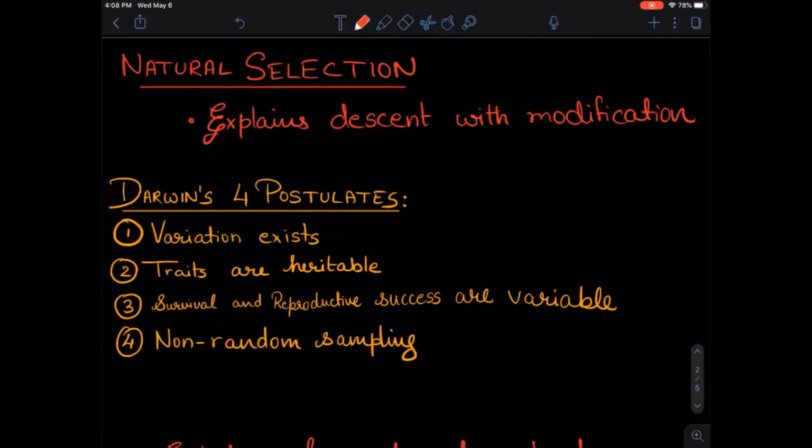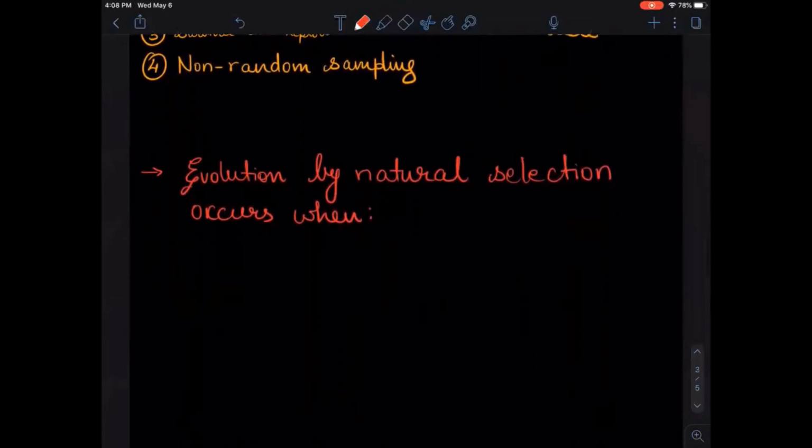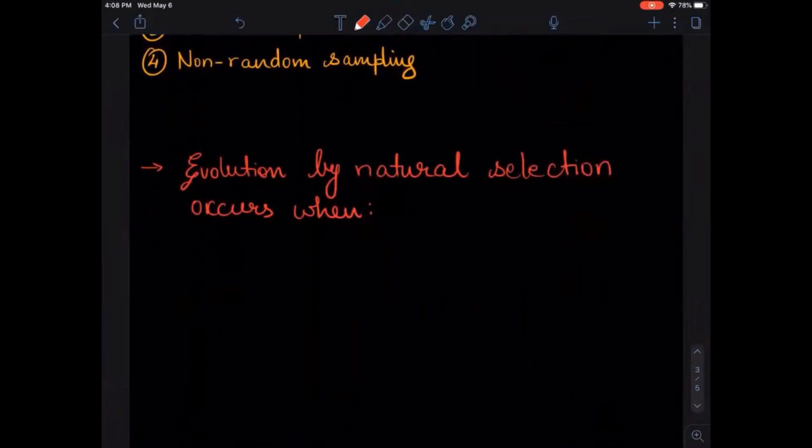The third postulate was that survival and reproductive success are variable. This means that Darwin recognized that not all organisms survive. Like, there are several fatalities, and not every genetic trait is sustainable. And the last postulate was that mating is not random, so non-random sampling, which can affect the genetic outlook. These four postulates can be put together in one statement.